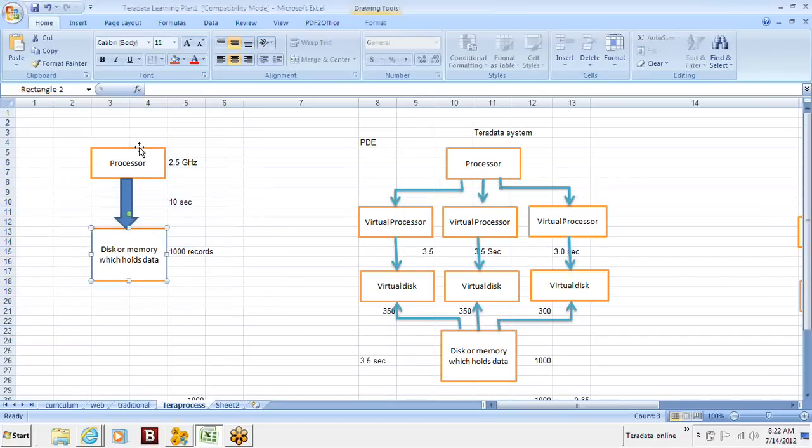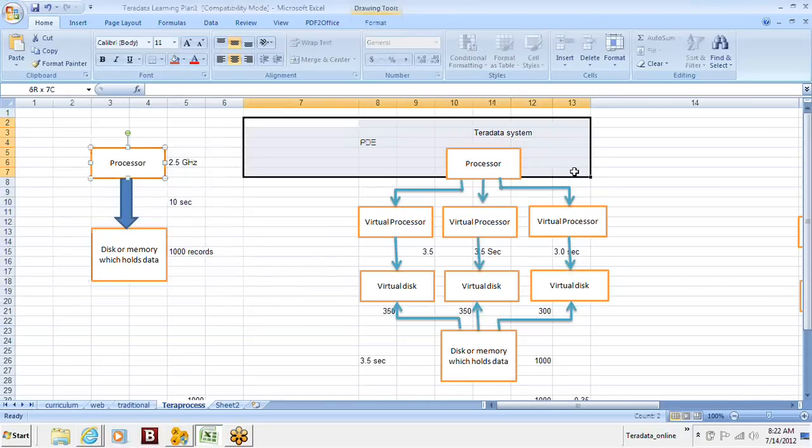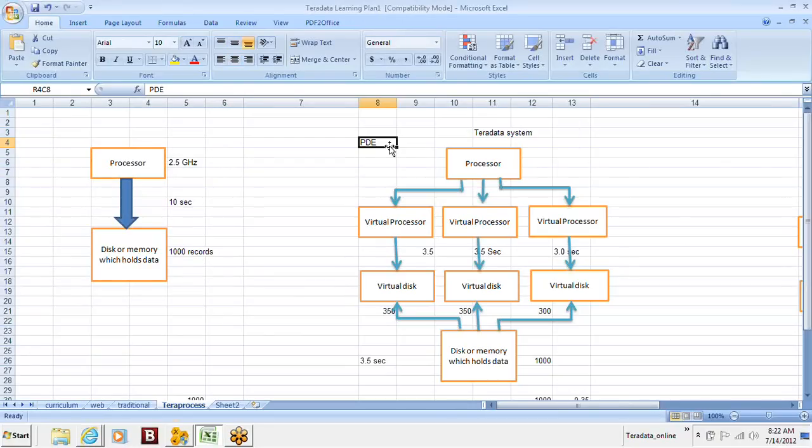which has a memory and associated processor. And compared to that, the Teradata system comes with a patented software called Parallel Database Extension, by installing which on the Teradata hardware components, the processor starts behaving as multiple processors. These are the software components of the processors, but they can do all the operations that a hardware processor can perform.